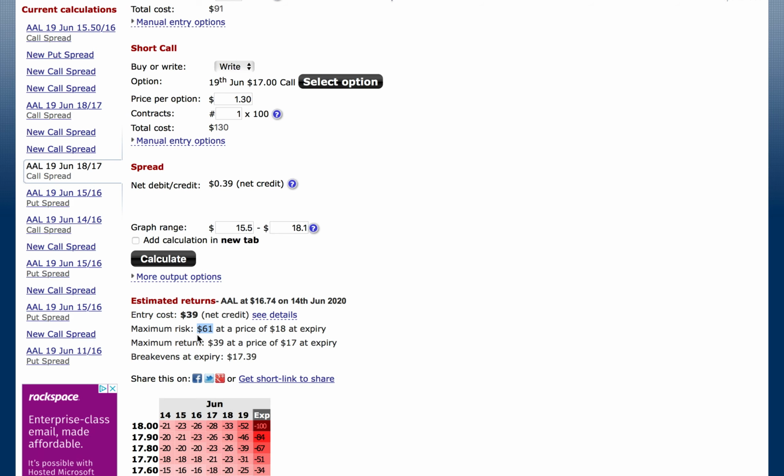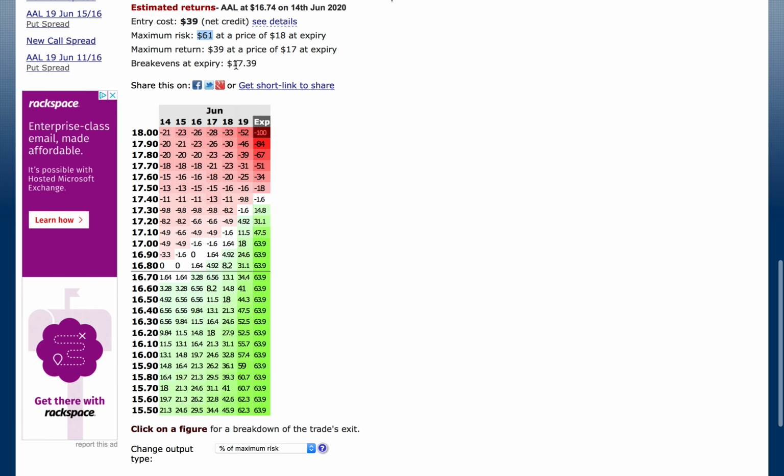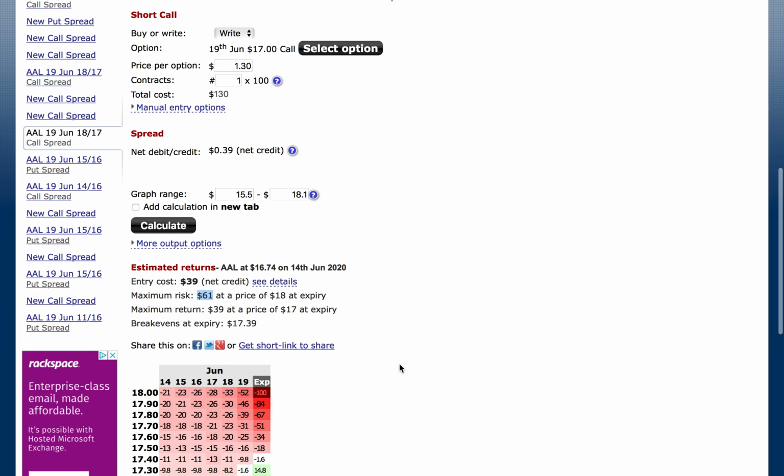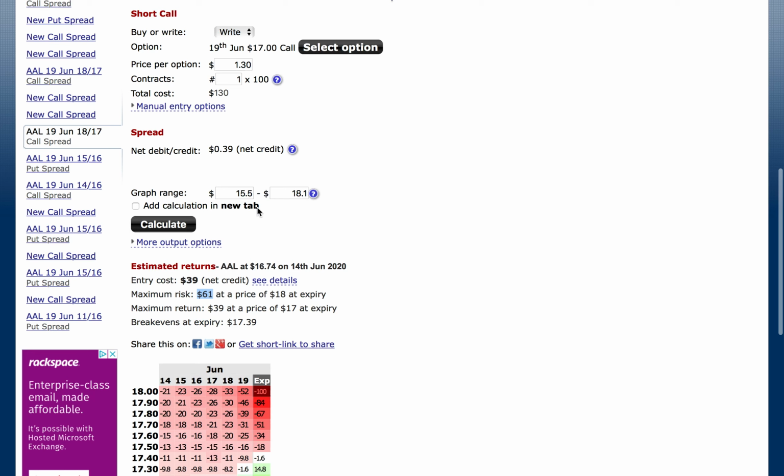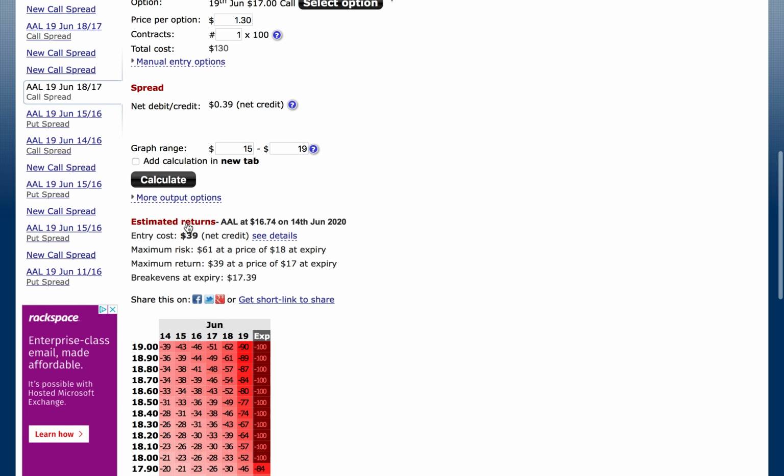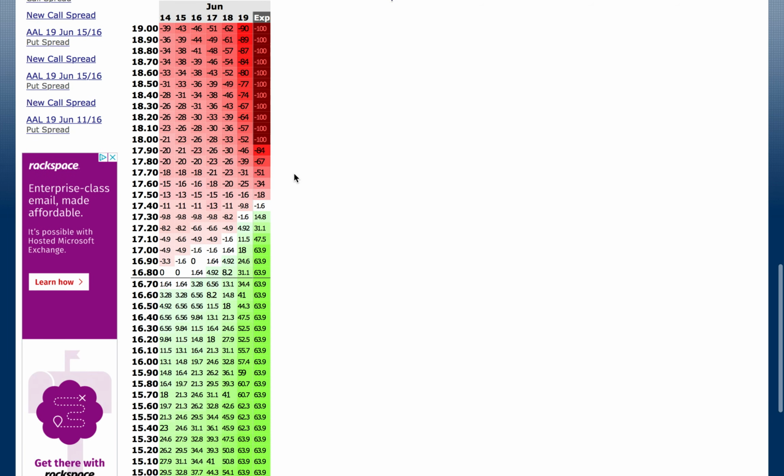Okay, and you can actually expand this graph farther up and down to see that this is your max loss. If you go to this graph range, you can go like 15, and then we can put the higher end at like 19, calculate. And you can see here that the numbers showing here are the percentages.